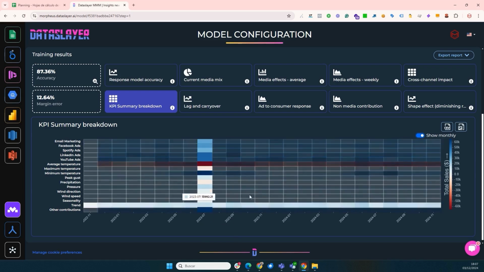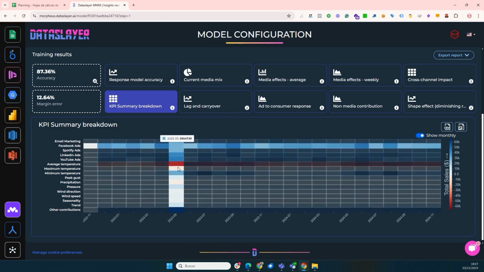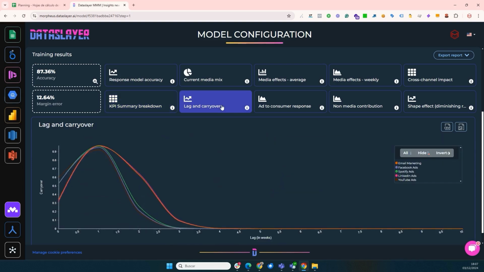Okay, so it's important to really see this point. Let's keep looking at the lag and carryover. What does this mean? It means at what point it has, let's say, its maximum impact. I always recommend that you create a child for each and see the channel. Let's examine each one. Email marketing peaks a week later, lasting about a week and a half.